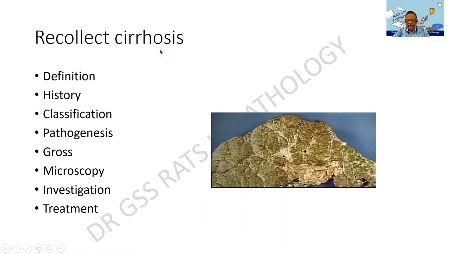Recollect the term cirrhosis. Cirrhosis is supposed to be an effacement of architecture. The word kirrhus means hard. It becomes nodular and there is a change in the structure of the liver. And these are the subheadings which we shall be dealing the topic under.